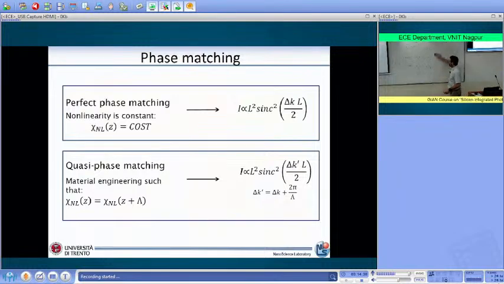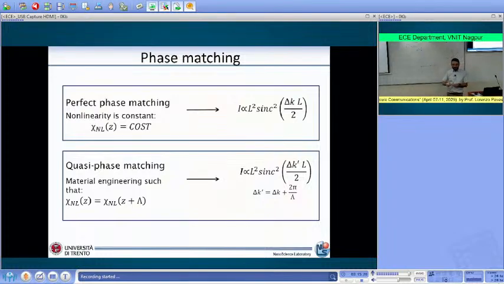I don't know whether you are familiar with the sinc function. The sinc function is the sine of x divided by x, and it is a function that has a characteristic shape, which is this one. So this is the sinc of x. Let me draw the square of the sinc of x as a function of x. The function has some oscillation, a maximum, and then some oscillation. When x is equal to 0, I have the maximum. When x is different from 0, I have a lower value.